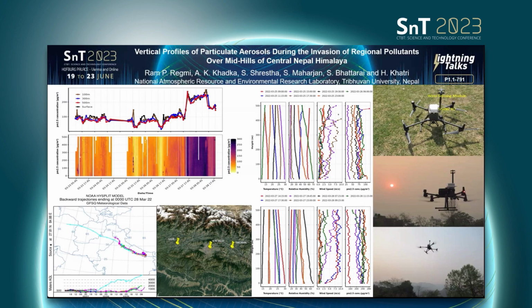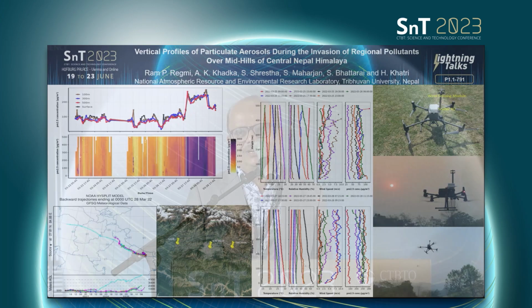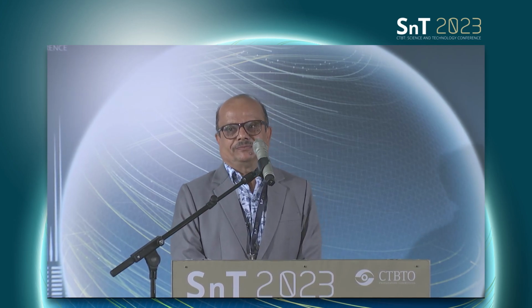Our recent observation of vertical profiles of aerosols and meteorological fields over the river valleys of central Nepal Himalaya, and subsequent backtrack calculation, suggests that regional pollutants or radionuclide particulate pollutants are actually transported up into the Himalayas and deposited there. For more details, please visit our e-poster. I'll be very happy to answer your questions. Thank you.